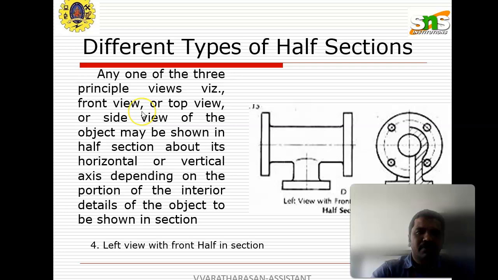Any one of the three principal views, the front, top and side view of the object, may be shown in half section about its horizontal or vertical axis, depending on the portion of the interior details of the object shown in the section.